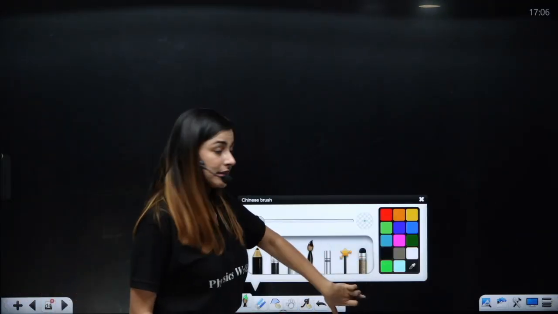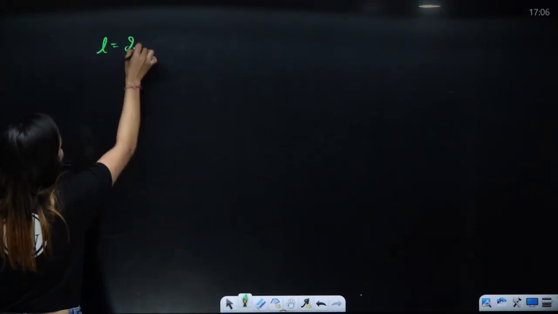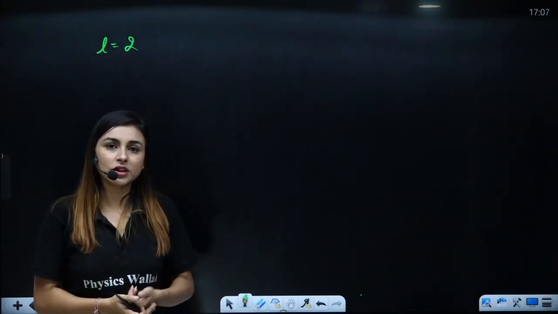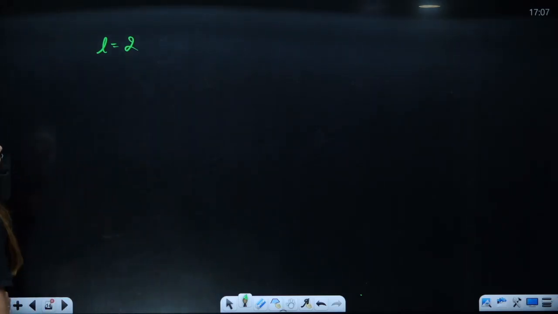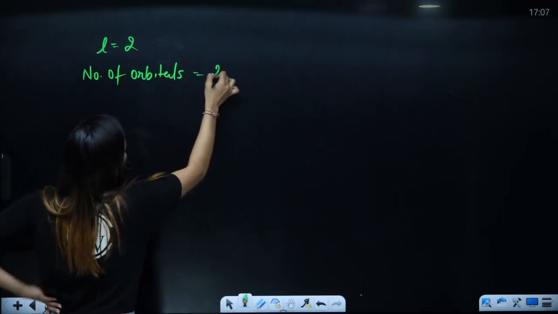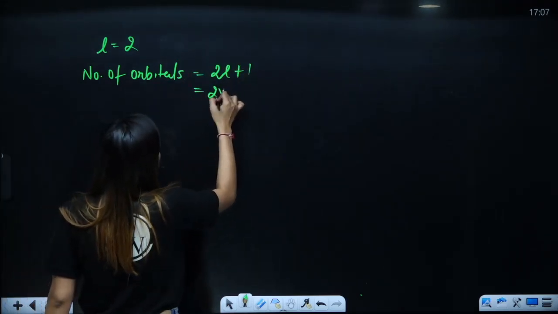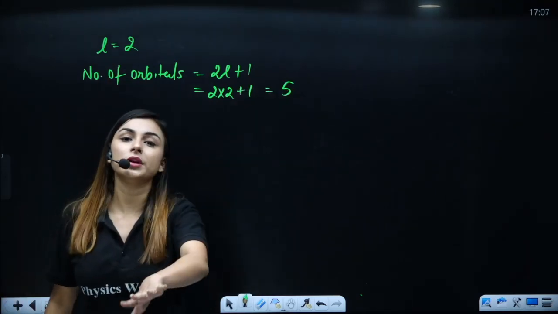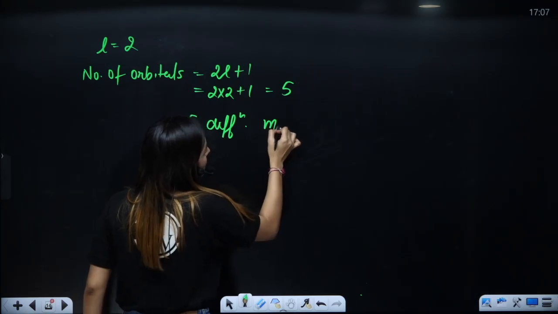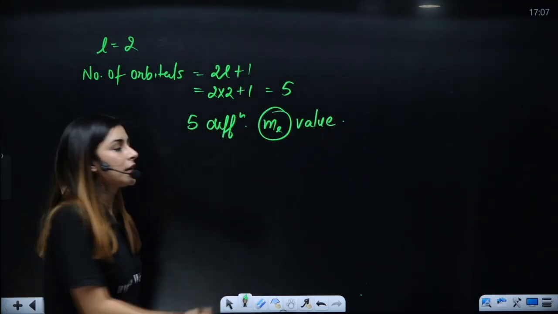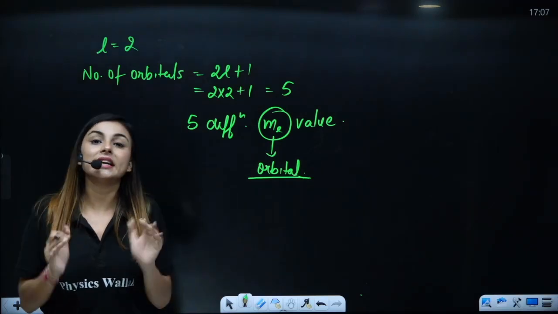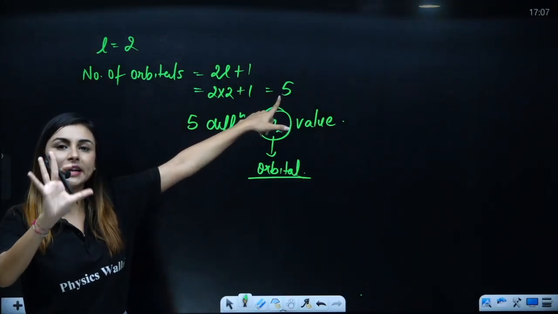Now, my dear students, if I tell you that you have l equal to 2, I am asking you how many orbitals are present in this subshell? Or in layman language, in this sector, how many houses are present? If l is equal to 2, I know the formula for the number of orbitals is 2l plus 1. This means 2 into 2 plus 1, which is 5. So, you will have 5 orbitals in this subshell. This means you will have 5 different ml values. ml denotes the orbital, or the house. You don't know yet what the 5 different values are, that I will tell you. But till now, you know that you will have 5 orbitals or 5 different ml values.